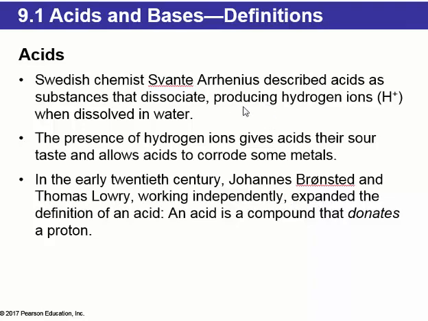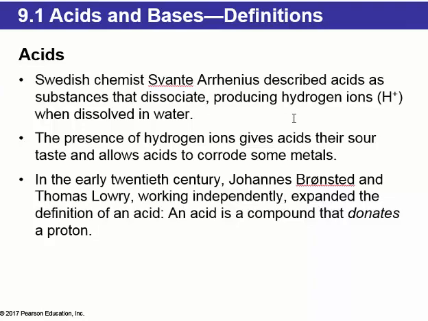Introductory chemistry courses tend to focus on two definitions of acids. The first, which was historically the first, is the Arrhenius definition, which states that any substance that produces hydrogen ions when it dissolves in water is an acid. These hydrogen ions give acids their characteristic properties, such as a sour taste and the ability to corrode most common metals. Another definition is the Bronsted-Lowry definition, which states that an acid is a compound that donates a proton.